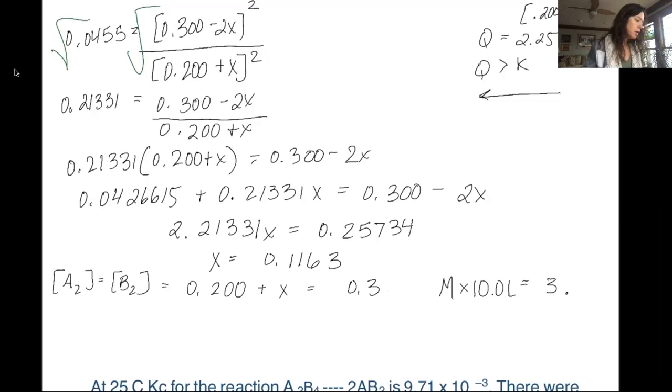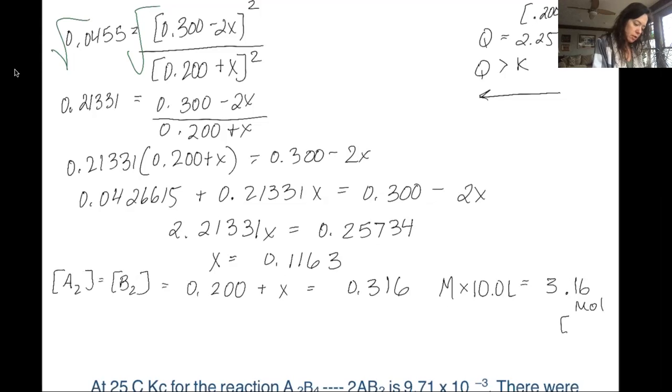Does it? Hold on, just make sure. Let me look at this. We got 0.2 plus 0.116, right? I just lost my place in my notes. I think I did it wrong right there. 0.2 plus 0.116 is 0.316. Is that what I wrote? Okay, so anyway, this is 0.316 moles of A.